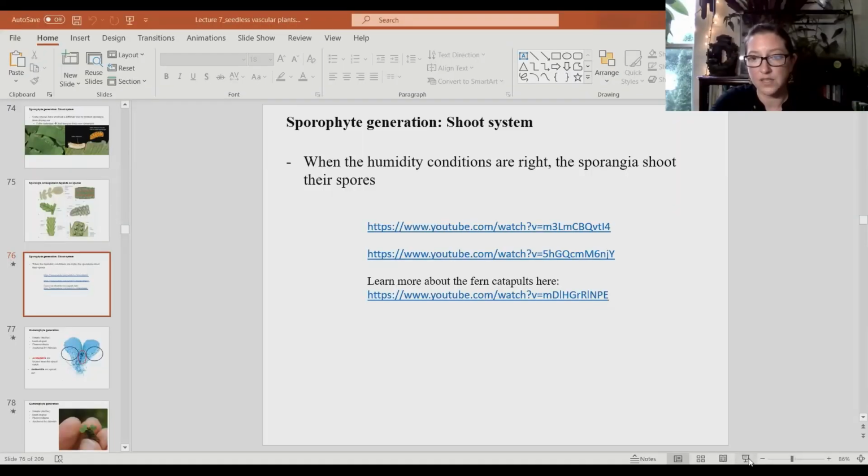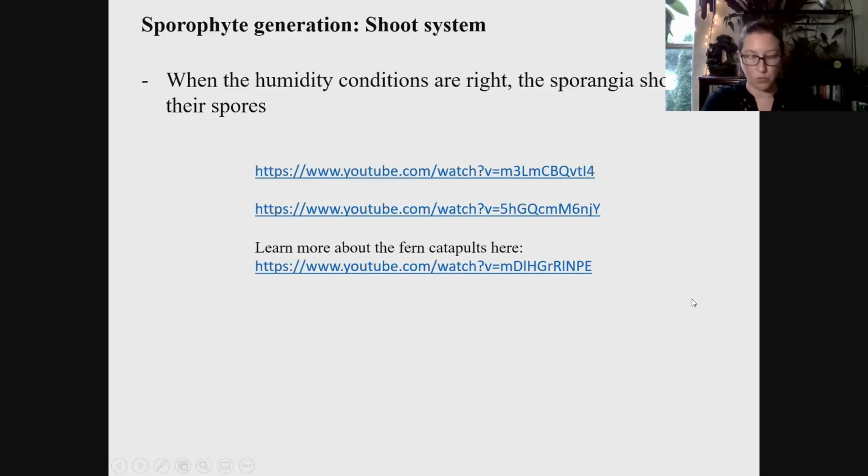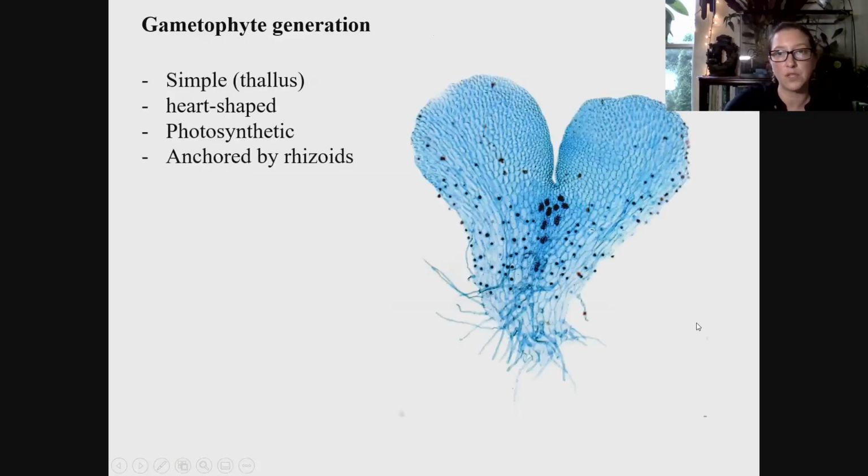The links will be in the PowerPoint if you want to watch more about that. And if you're interested in the physics of how this works, there is a link here, the one on the bottom, that teaches you more about how the fern catapult works, but you don't have to watch that. Just there if you're interested.